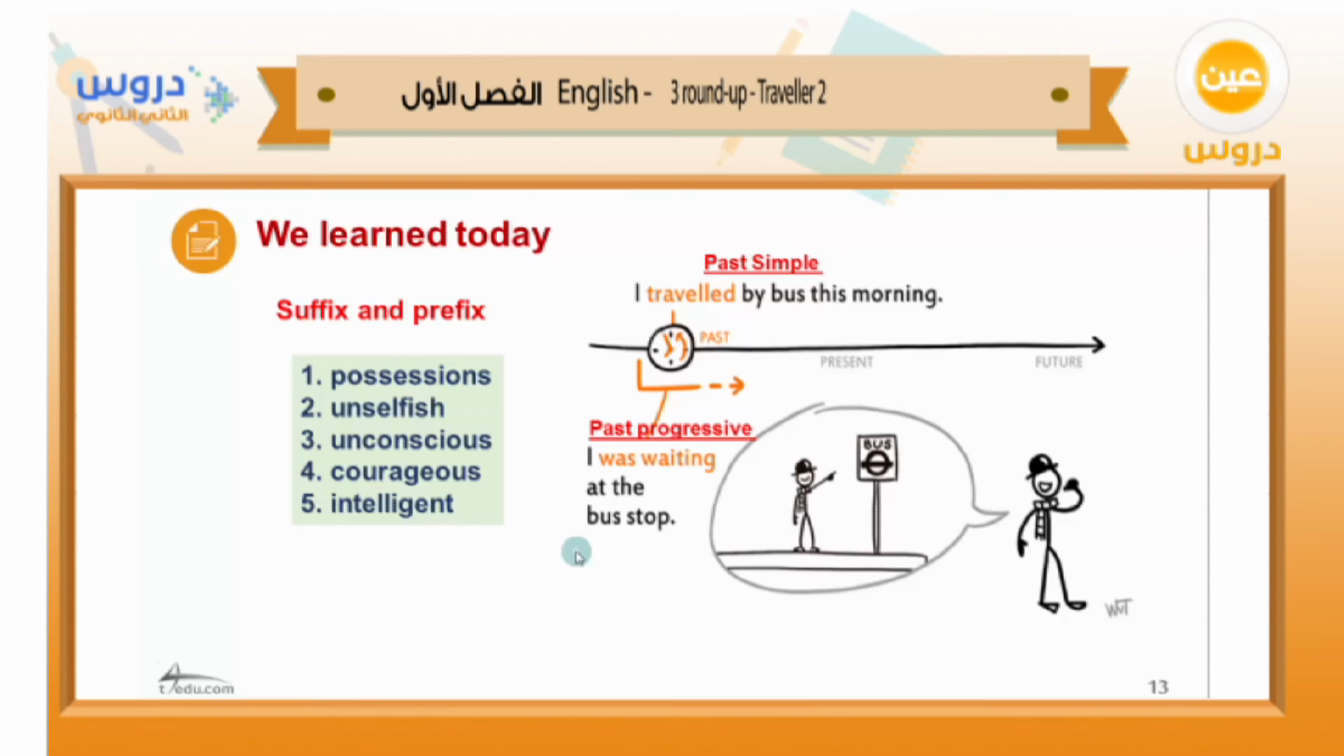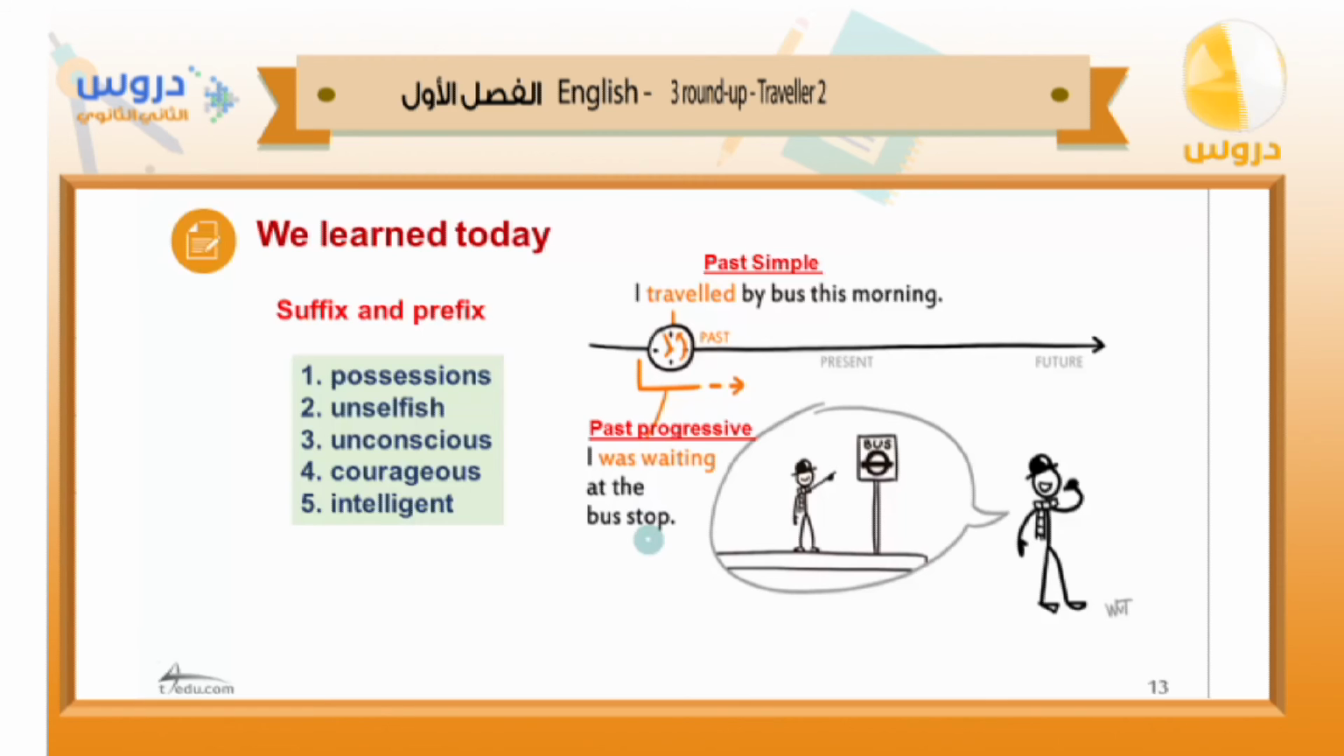All right, let's remember, what did we learn today? For the first objective, we talked about the simple past interrupted by the past progressive. And we said that most of the time, the simple past happens first. Okay, I traveled by the bus this morning, so this is over. Something happened in the past and it's over. During this time, the past progressive comes here and interrupts the simple past. So when we have a tense interrupting the simple past, we always use past progressive, and we say, I was waiting at the bus stop.